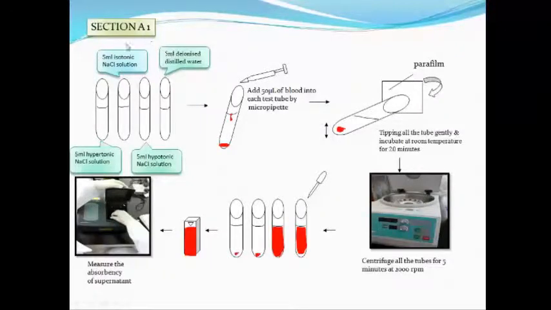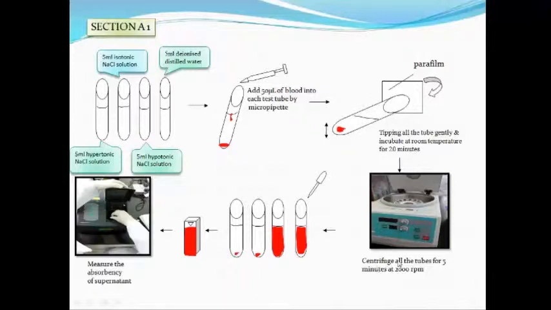Section A1. Prepare four test tubes labeled hypertonic, isotonic, hypotonic, and distilled water. Add 5 ml of the corresponding solution into each test tube. Next, add 15 microliters of blood into each test tube by micropipette. Then, cover each test tube with parafilm, tip all the tubes gently, and incubate at room temperature for 20 minutes. Mix them well every 5 minutes.